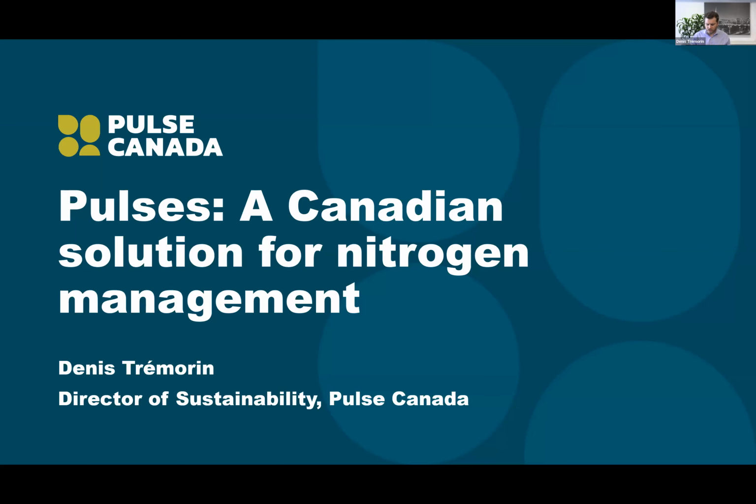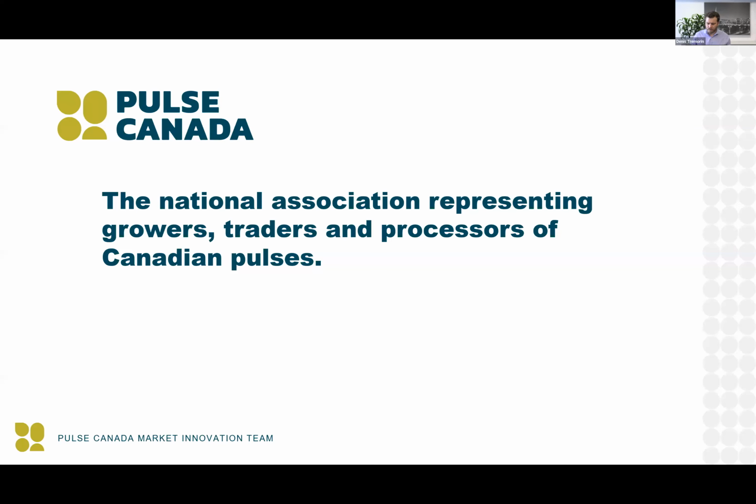So I'm going to get going, just to provide a bit of an overview of Pulse Canada. We're a value chain association that's national in scope, and we represent growers, traders, and processors of Canadian pulses. And the pulses that we focus on are really peas and lentils primarily. Those are the two largest crops that we grow in Canada.